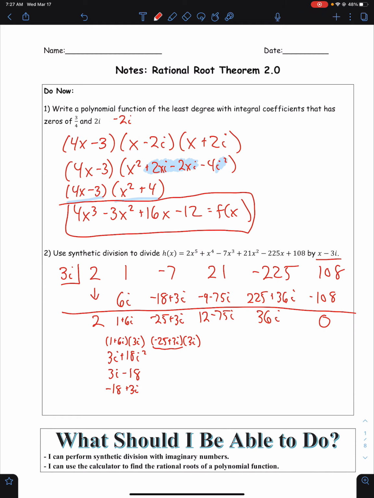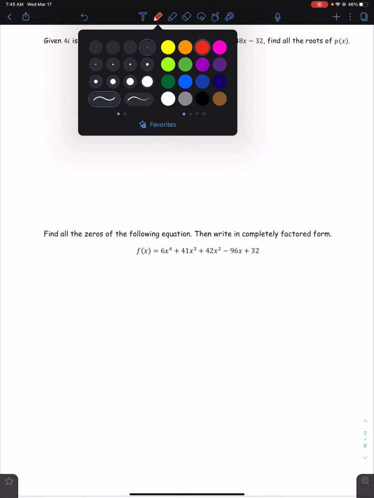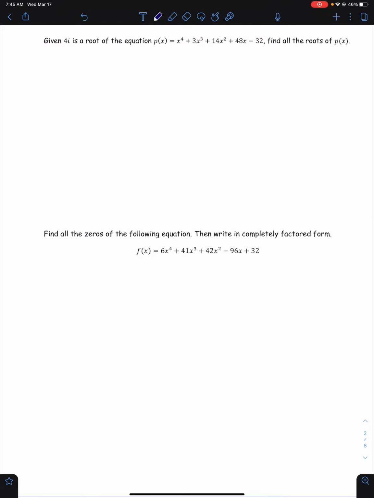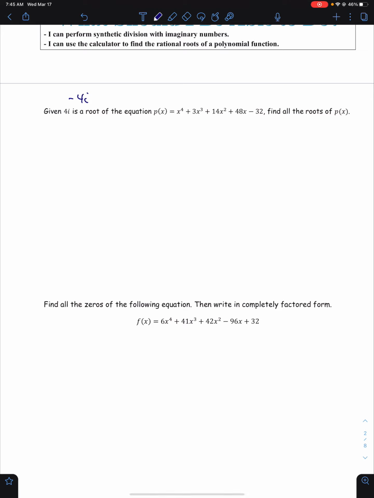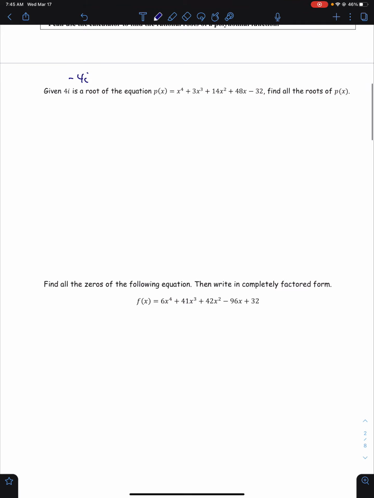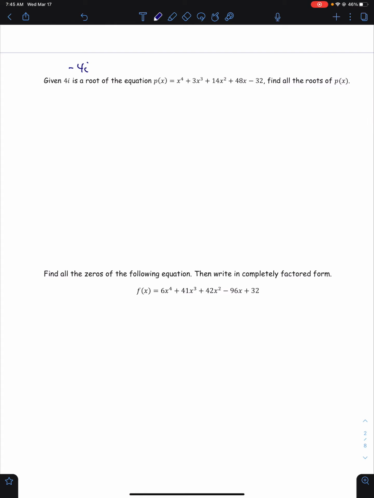So on the next page, given 4i is a root of p of x, find all the roots of p of x. So think about this for like 10 seconds. If 4i is a root, what else has to be a root? I think I heard it from someone. Negative 4i would also have to be a root. So that's what we're going to use to do synthetic division. We're going to use 4i and negative 4i. So let's do 4i first. It doesn't matter which one you do first. So we do 4i. 1, 3, 14, 48, negative 32.